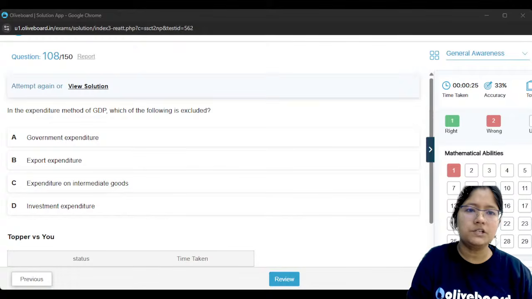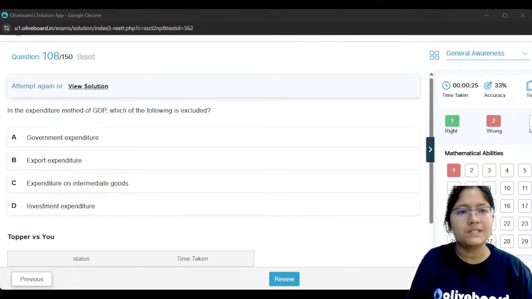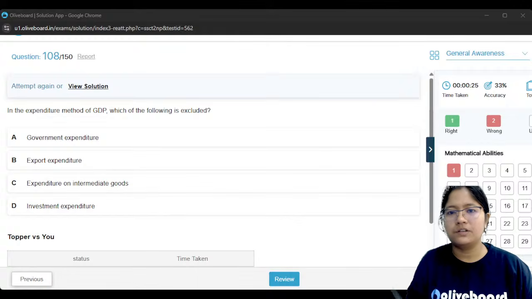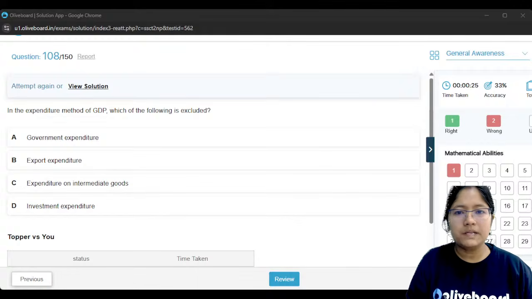In the expenditure method of GDP, which of the following is excluded? Government expenditure is not excluded, it is there. Export expenditure is not excluded, it is there. Expenditure on intermediate goods, do you see any expenditure on intermediate goods here? Investment expenditure for the business, yes, it is there. So that is not there. So which will be the correct answer? Expenditure on intermediate goods will be the correct answer. You can check that if you have given the test.